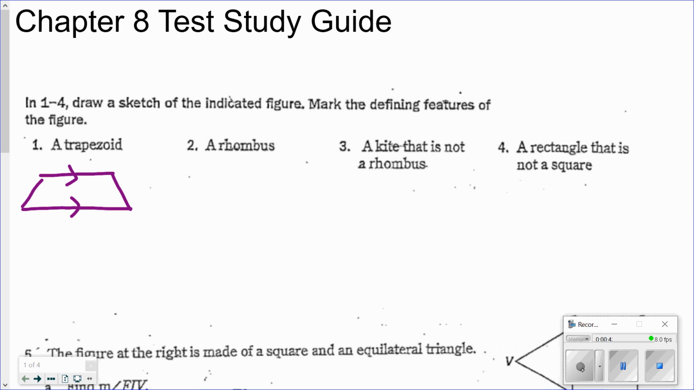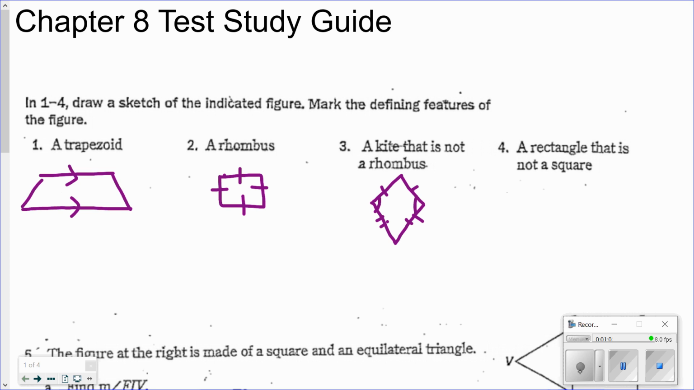Number 2, a rhombus. Here's our sketch of a rhombus, and by definition, a rhombus has 4 congruent sides. So I drew a quadrilateral and then have my tick marks on each of the sides, just telling us that those sides are congruent.